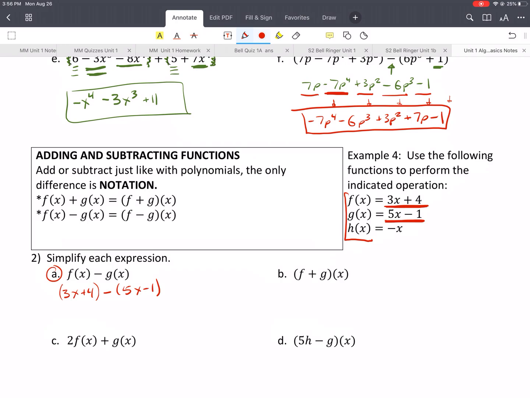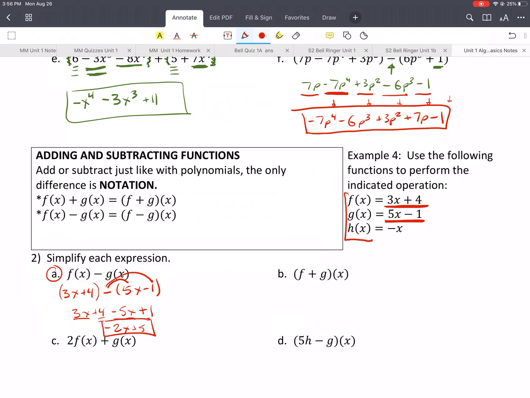Okay, and this is why you need to have parentheses, because if you need to distribute, you need to make sure you distribute to both terms. If you didn't have a parenthesis there, you may just say, oh, it's negative 5x minus 1. So here we'll get 3x plus 4 minus 5x plus 1. Combine like terms, we'll get our x's. That gives us a negative 2x. And then we combine the constants. That gives us plus 5.